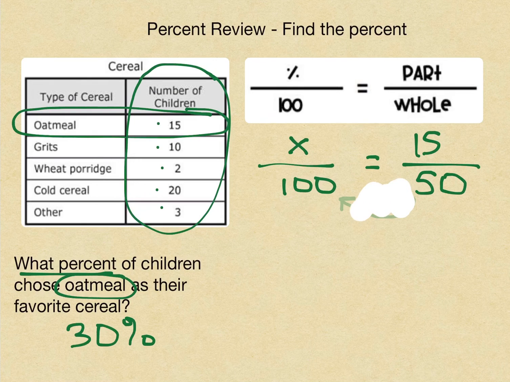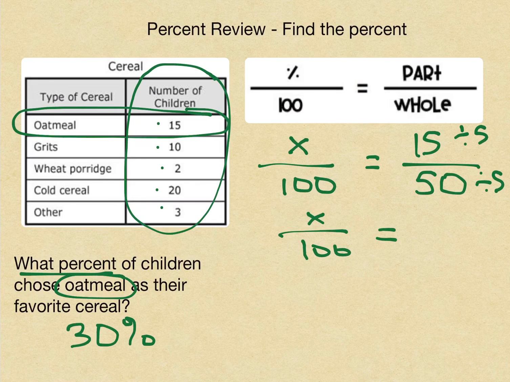Now, this is not the only way that we could do this. If you don't see that at first and you're not sure about that, another strategy is to simplify whichever ratio you have. Here we have 15 out of 50, so we can also simplify that. We can divide the numerator and denominator by 5, which means we could simplify this to x over 100 equals 3 over 10, because 15 divided by 5 is 3 and 50 divided by 5 is 10.